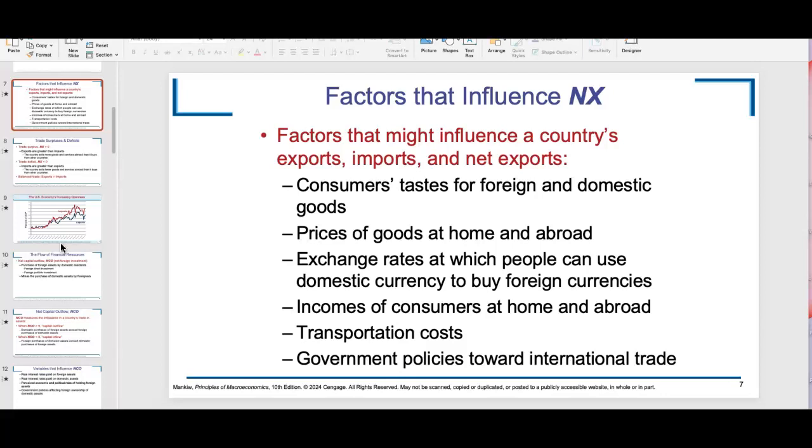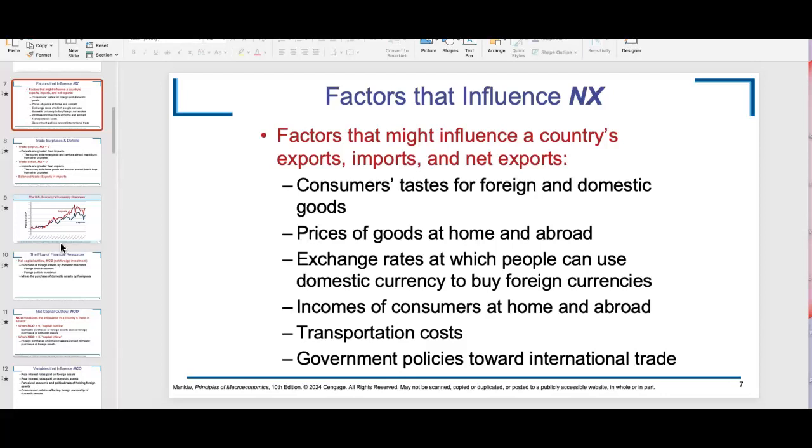Transportation costs. This has been a big issue. Think of post-COVID. Besides the transportation costs, all the transportation issues have actually affected trade balances around the world, because there were all the supply issues and the costs of supplying.